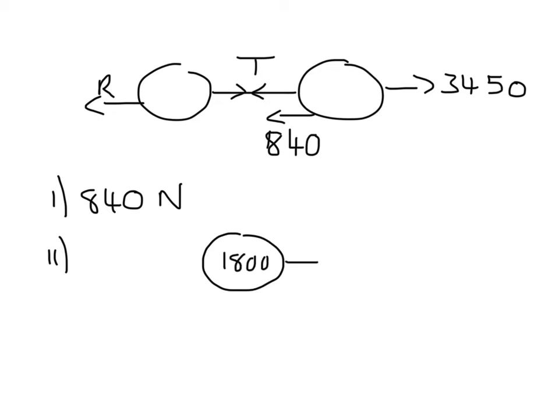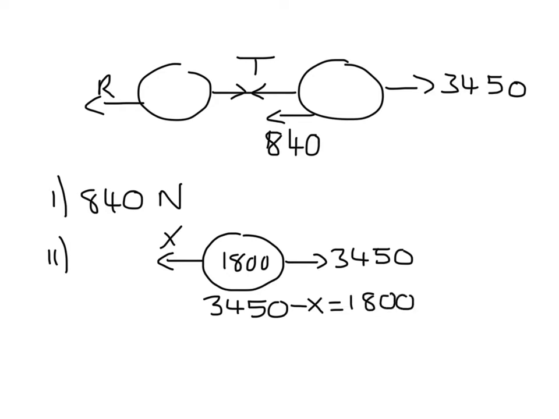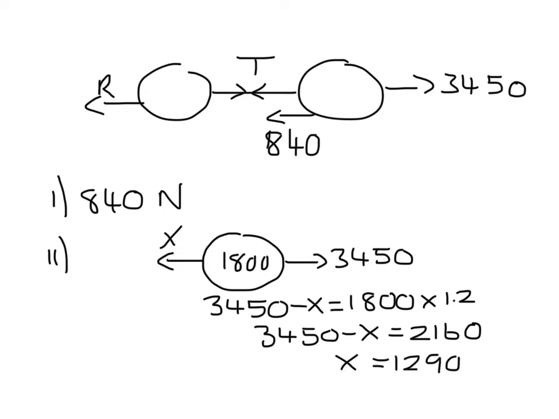In part 2, to work out the total resistance, if we consider the particles as 1 with a mass of 1800 with 3,450 and a total resistance to motion of x. So we have that 3,450 minus x has to equal mass times acceleration. So 3,450 minus x has to equal 2,160. So the total resistance has to be 1,290.